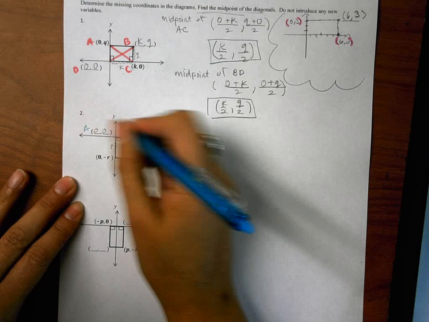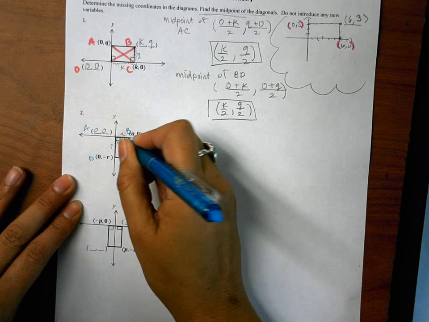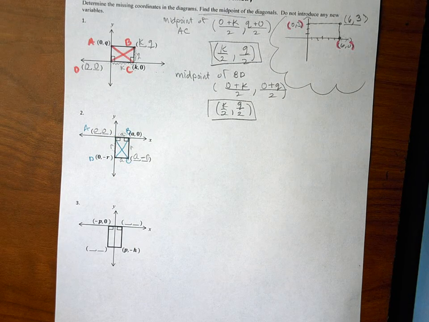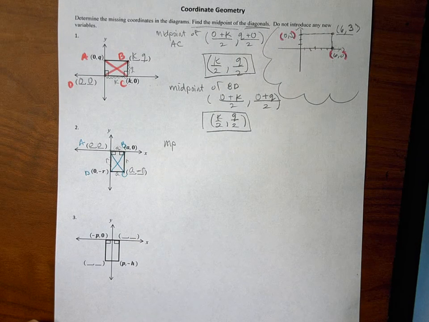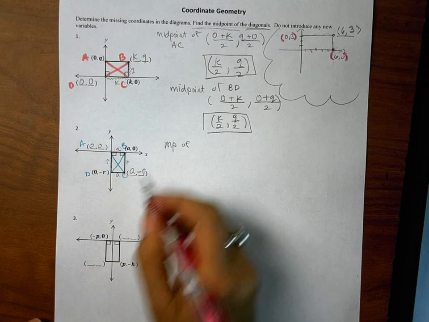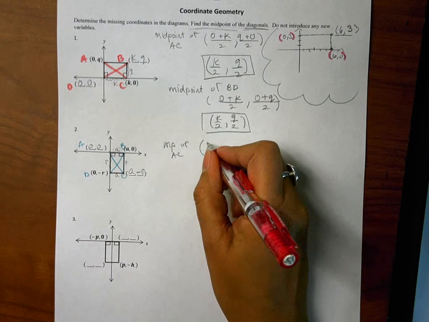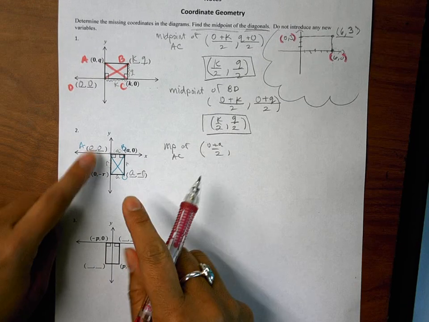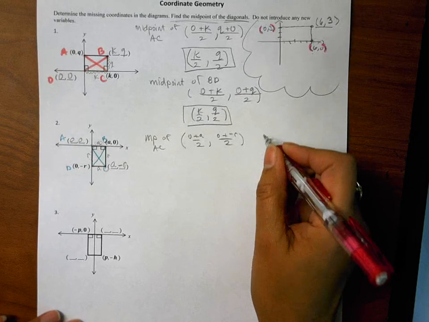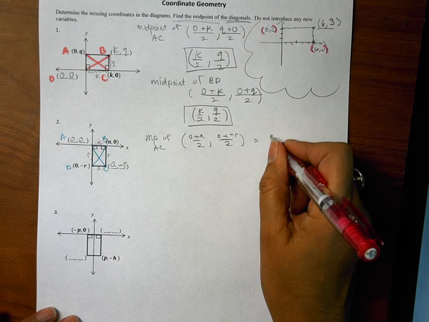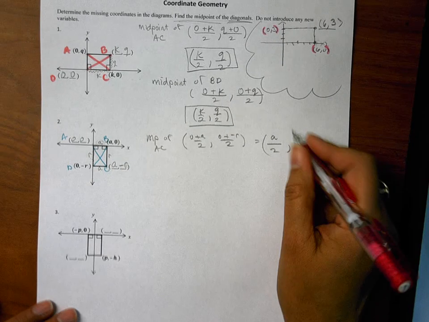Label this A, B, C, D, and we're going to find the midpoint of AC and the midpoint of BD because we're finding the midpoint of the diagonals. Okay, I'm just going to put MP for midpoint. The midpoint of AC is 0 plus A, divide by 2, and at the y's, that's 0, that's negative r, 0 plus negative r, divide by 2. 0 plus A is simply A over 2, comma, 0 plus negative r is just negative r.